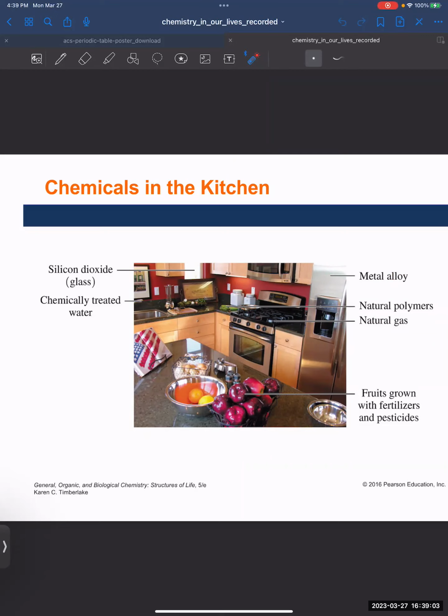The bags or any kind of things that you use that are plastic, that's usually made of polymers. If you have a gas stove, natural gas is a chemical. And the fruits that are grown are also made of chemicals, but if they're non-organic, then they may have been grown with fertilizers and with pesticides. So there may be chemicals there. Even your water is chemically treated as well at the water district. And then once again, I've mentioned glass before. Glass is made of silicon dioxide. It's actually an amorphous material. So we'll discuss some of these in a little bit more detail in the later videos.